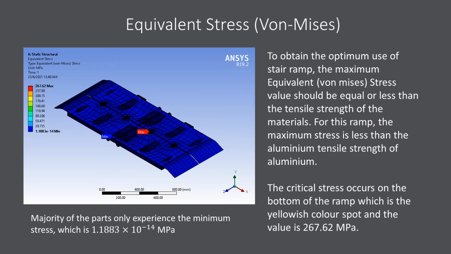For the equivalent stress, the critical stress occurs on the bottom of the ramp, which is the yellowish color spot, and the value is 267.26 megapascal. The majority of the part only experiences minimum stress. The maximum value for the equivalent stress is based on the tensile ultimate strength of the materials used, which is around 90 megapascal until 690 megapascal for aluminium. To obtain optimum use of the STAIR ramp, the maximum equivalent stress value should be equal to or less than the tensile ultimate strength of the materials.